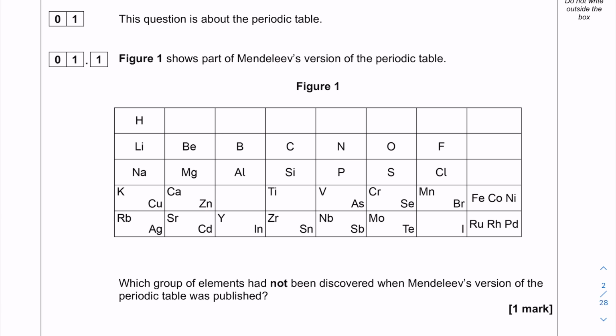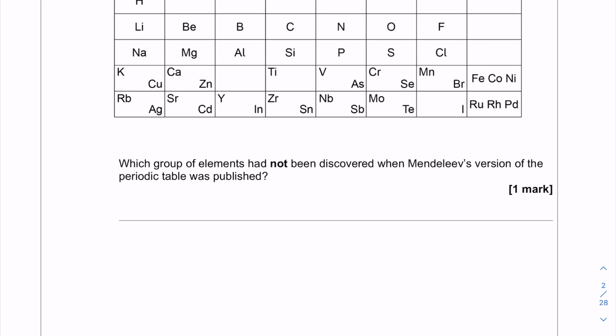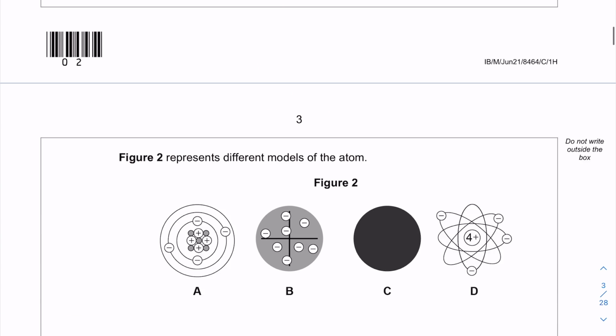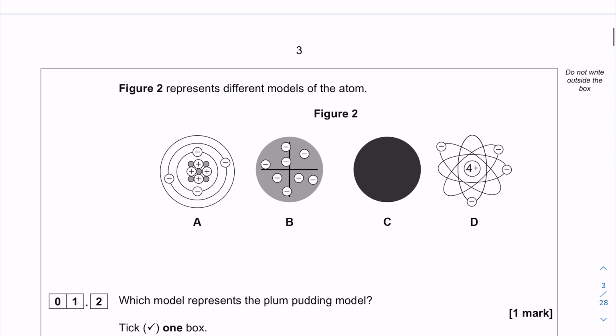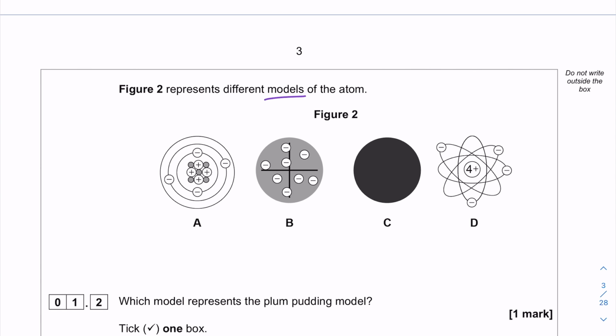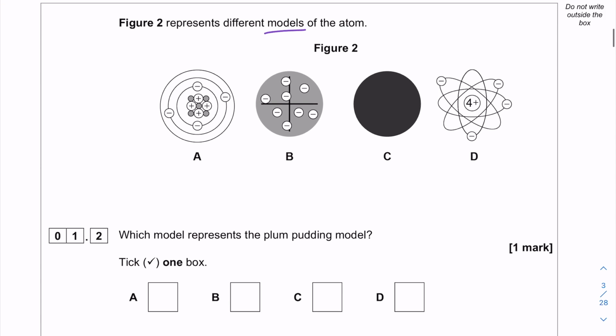We're actually missing the noble gases, group 0. Either of those answers is appropriate here. Figure 2 represents different models of the atom. Which model represents the plum pudding model?